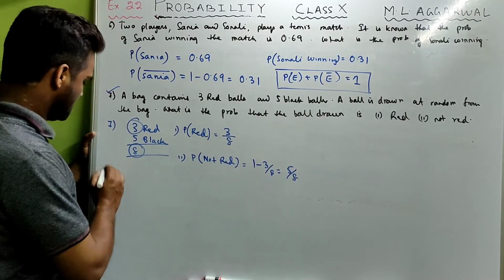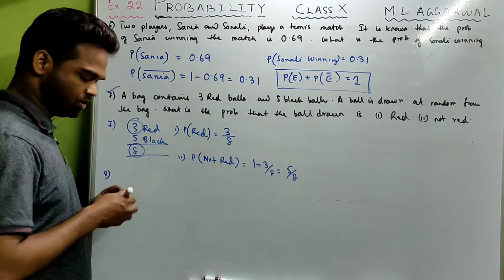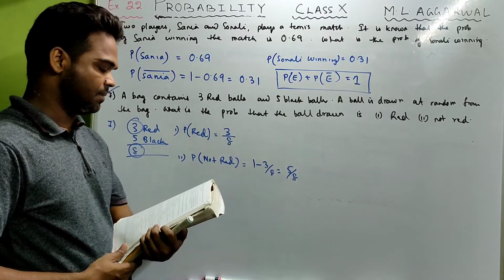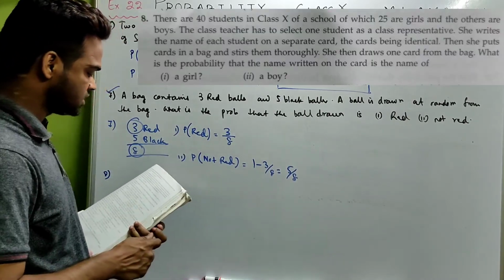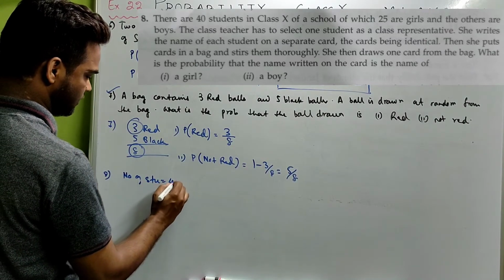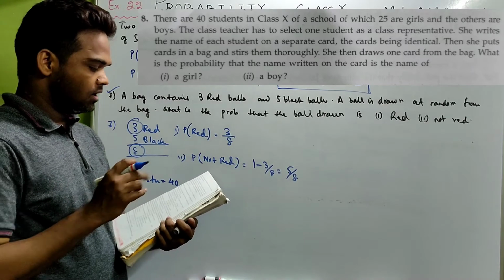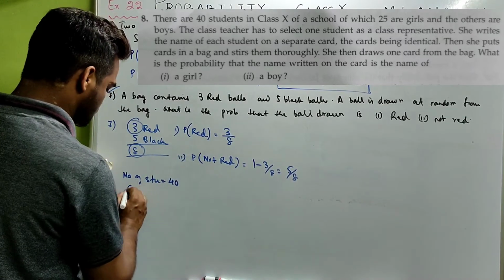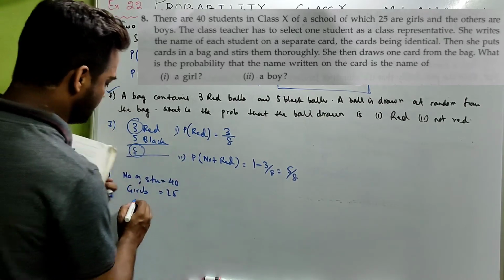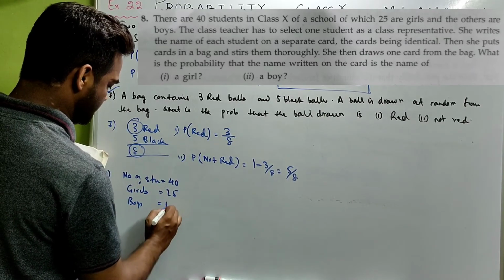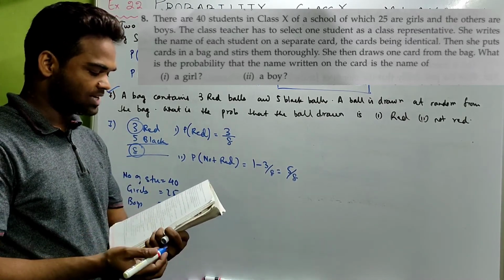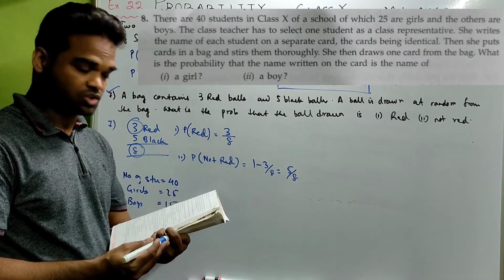Clear? Now, number 8, I'll just read this sum, because that's a huge sum, so I'm not in a mood to write it. There are 40 students in class 10, so the total number of students is 40, of which 25 are girls. So girls are 25, and the others are boys. So boys are 15, no doubt in that: 40 minus 25.